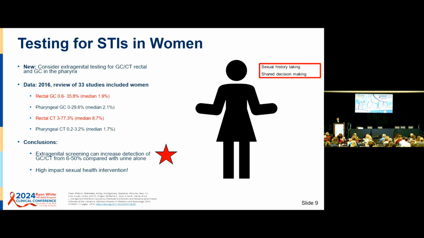The reason for this was that many papers and studies done recently, and one very large review paper that looked at 33 studies of women, showed that sexually transmitted infections occur at sites where people may not be identifying that they're having sex. For example, rectal gonorrhea was identified in up to 35% of women in these studies, and rectal chlamydia was also identified, in up to 77%. So had you not tested extragenitally and you only did urine in that patient population, you would have missed almost half or 3/4 of the cases of an STI.